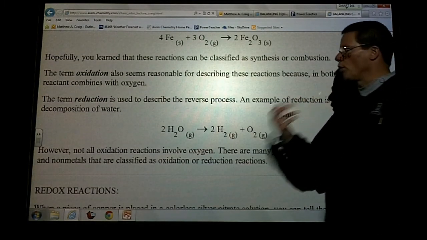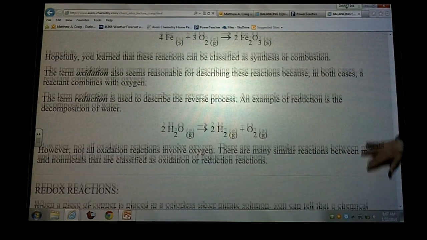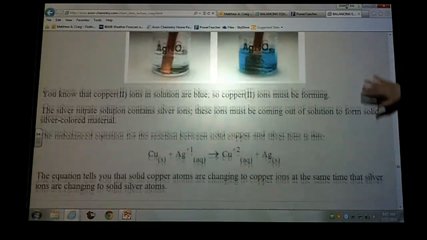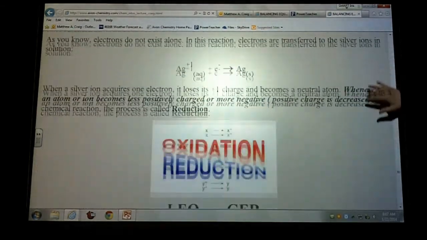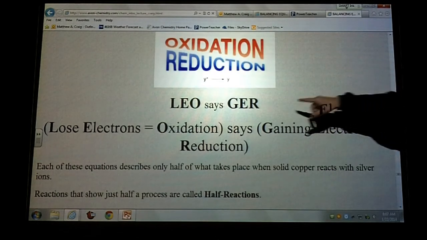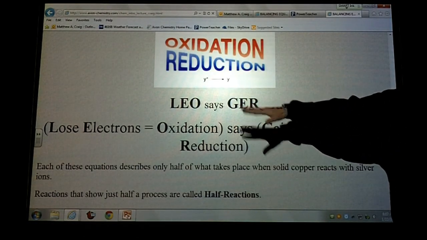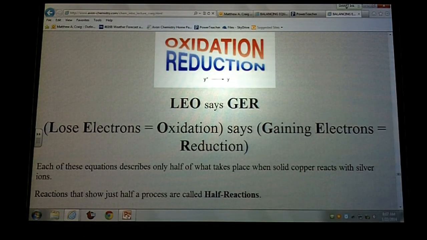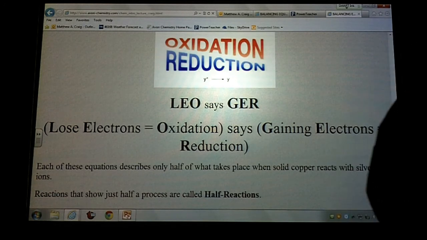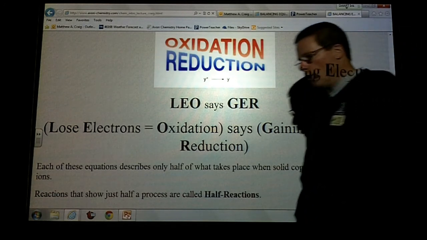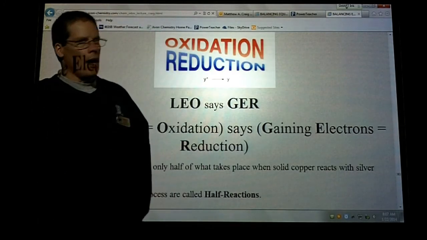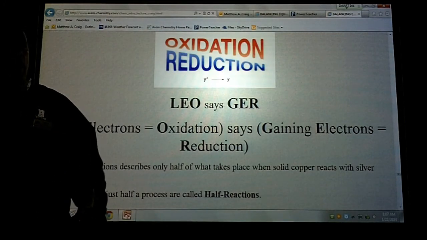When you hear me use the term oxidation and reduction, there's actually a saying. Let me find the saying here. Darn it. Oh, here it is. And I can't remember what page that's on. Probably around 18, 19. It says, LEO says GER. And when we talk about LEO says GER, it's just a way to help you remember what is actually happening.